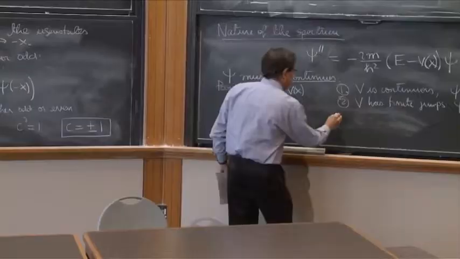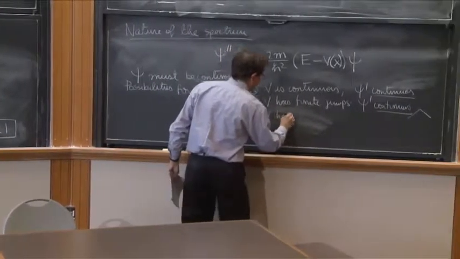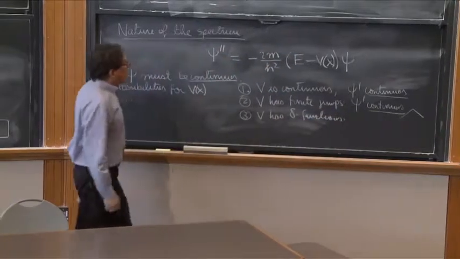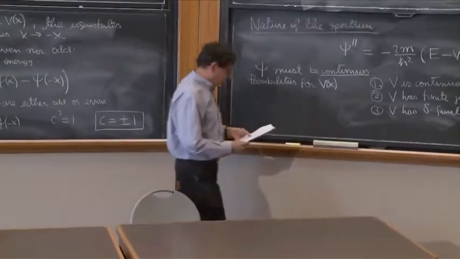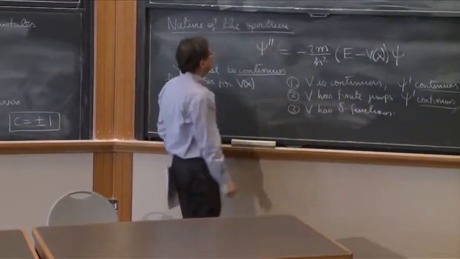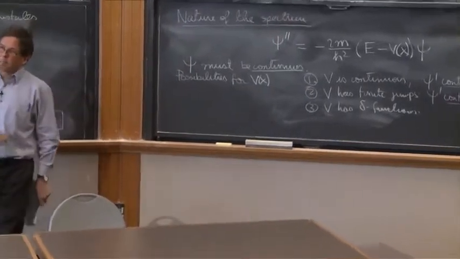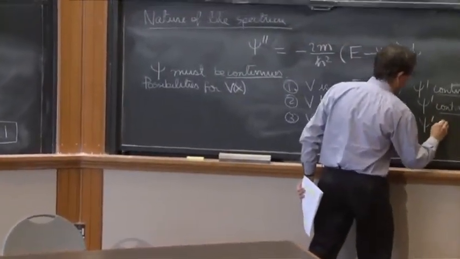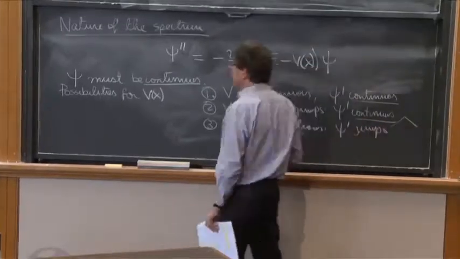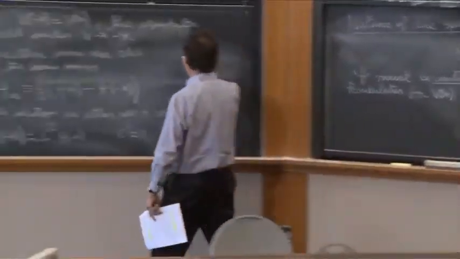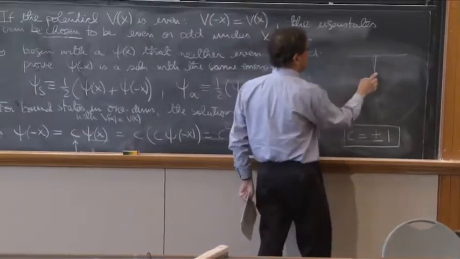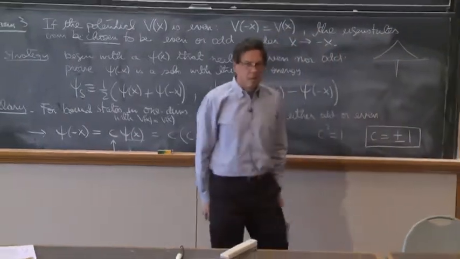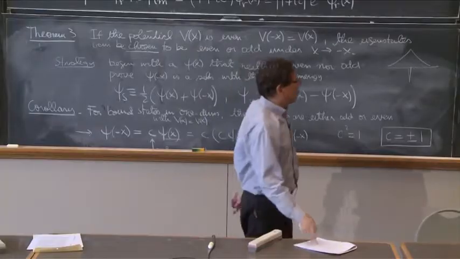Things change qualitatively if, three, V has delta functions. If V has a delta function, then psi double prime has a delta function, and psi prime, therefore, jumps. Psi prime is not continuous. This may be reminiscent of when you had to solve the problem of a bound state of a delta function. You got a wave function that looked like this, in which psi prime jumps. And it has to jump because psi double prime has a delta function.